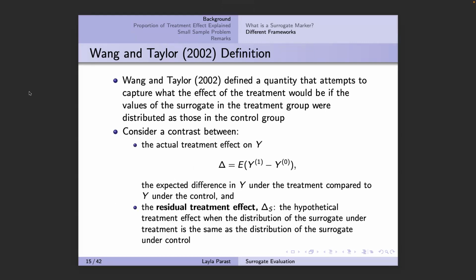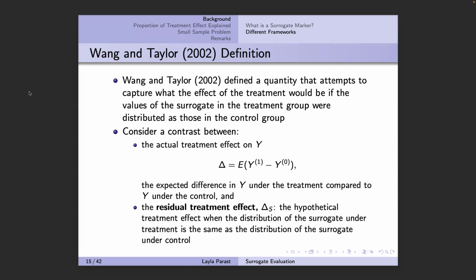So 10 years later, Wang and Taylor tried to redefine this quantity using a different approach, but still getting at the same idea by trying to capture what the effect of the treatment would be if the values of the surrogate in the treatment group were distributed like those in the control group. So this is where it starts sounding more causal. They considered a contrast between the actual treatment effect on Y, so that's delta. That's not new information.